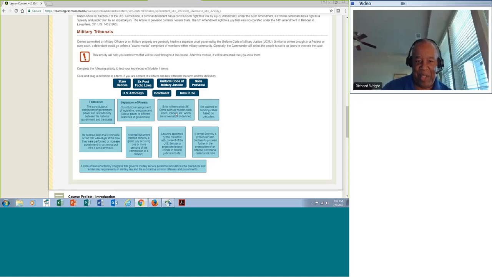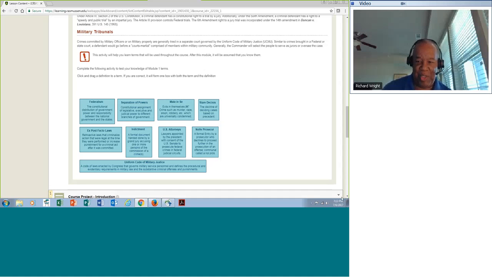And then evils in themselves, such as crimes, murder, rape, and so forth. And then the doctrine of deciding cases based on precedent, stare decisis, retroactive laws that criminalize actions that were legal at the time performed, but afterwards, after the fact, or ex post facto. A formal document handed down by the grand jury, indictment. Lawyers appointed by the president with the consent to prosecute federal trials are U.S. attorneys. A formal entry by a prosecutor who doesn't want to proceed, we call it nolle prosequi, or not wanting to prosecute. I know very well about that. And then finally, the last one is the Uniform Code of Military Justice.